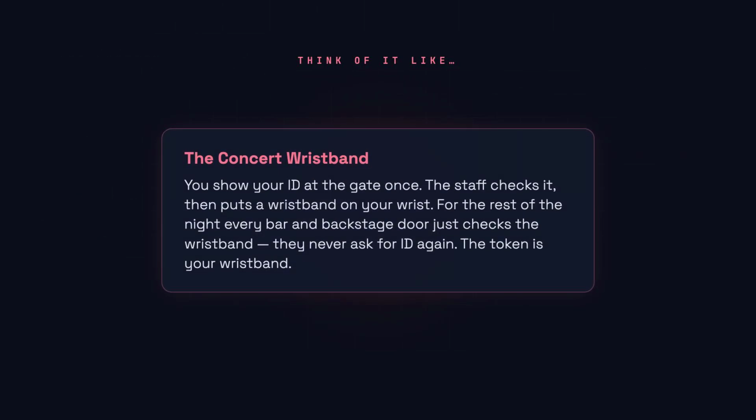Think of a concert venue. You prove your identity once at the entrance, get a wristband, and from then on every door just checks the wristband, not your ID. In OAuth2 Password Flow, your login endpoint is the gate, the access token is the wristband, and every protected API route is a door that only checks the wristband. Credentials travel once, the token travels everywhere after that.